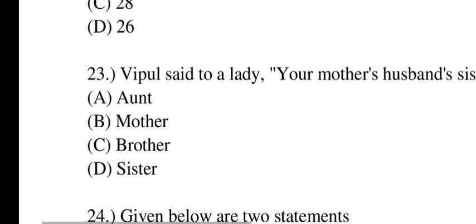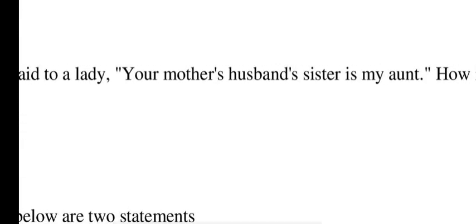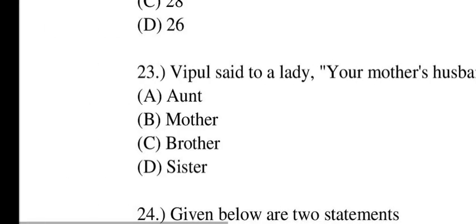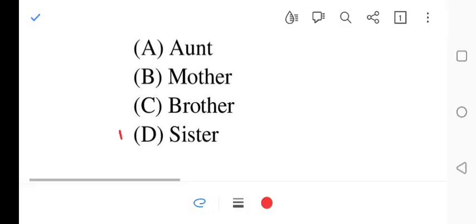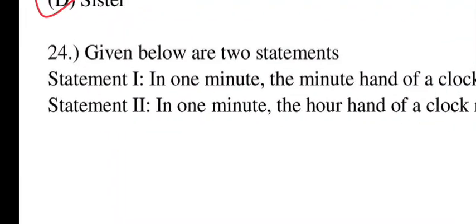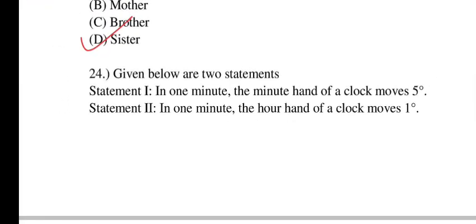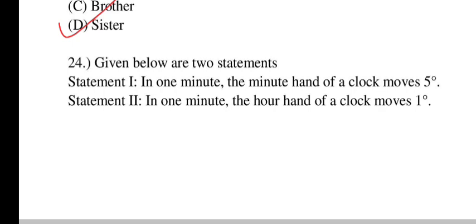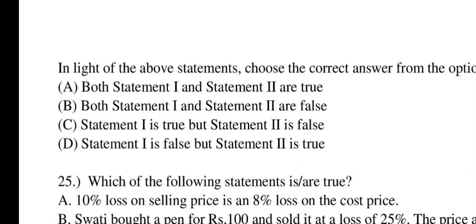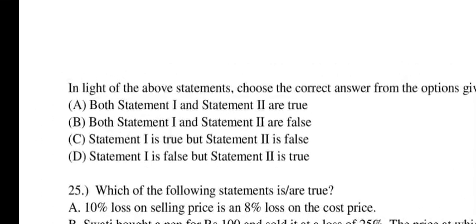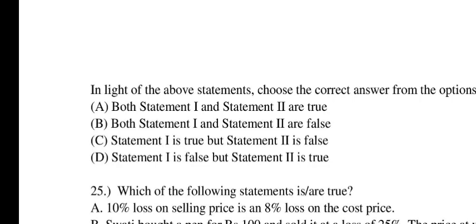Question 23 says, Vipul said to a lady, your mother's husband's sister is my aunt. How is the lady related to Vipul? Aunt, mother, brother, sister. Option D will be correct, sister. Question 24 says, given below are two statements. Statement 1 says, in 1 minute the minute hand of a clock moves 5 degrees. Statement 2 says, in 1 minute the hour hand of a clock moves 1 degree. Choose the correct answer. A: both statements 1 and 2 are true. B: both 1 and 2 are false. C: 1 is true, 2 is false. D: 1 is false, 2 is true. The correct option will be B, that is both are false.